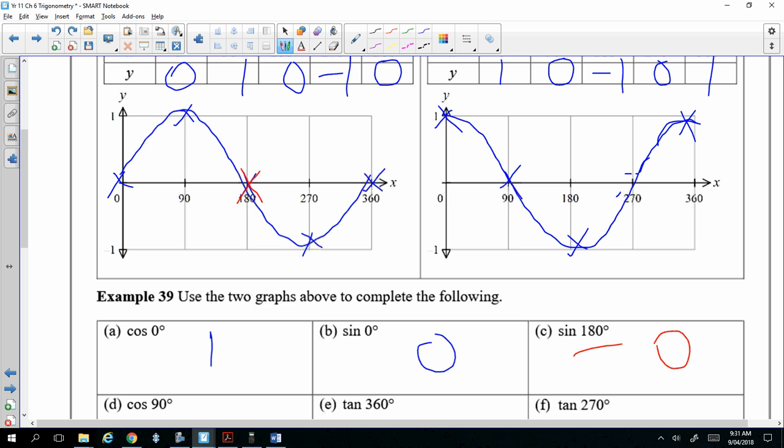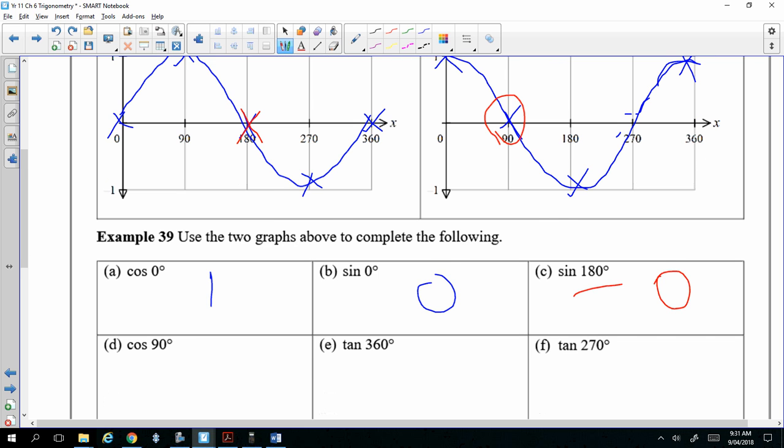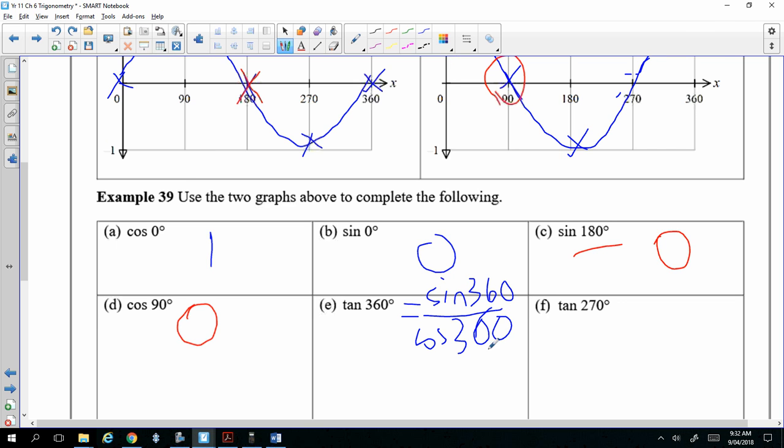All right. Cos 90. Where's cos 90? Over here. 0. Now we haven't done the tan graph, but that doesn't mean we can't do it. Just remember, tan is sine over cos. So we don't really need the tan graph to get the value. We just have to use the formula. Sine over cos, and what's sine 360? Sine 360 is 0. Cos 360 is 1, so the answer is 0. Okay? Try the next one.